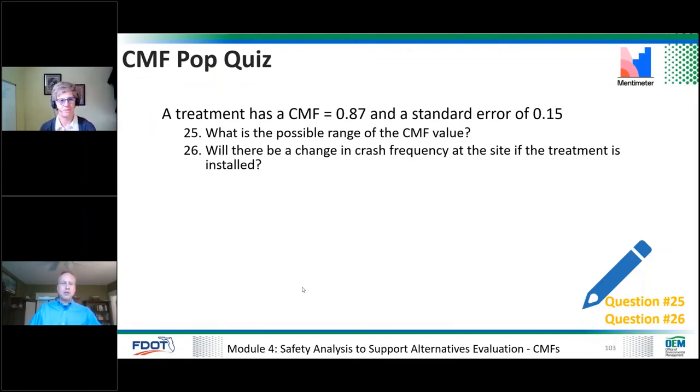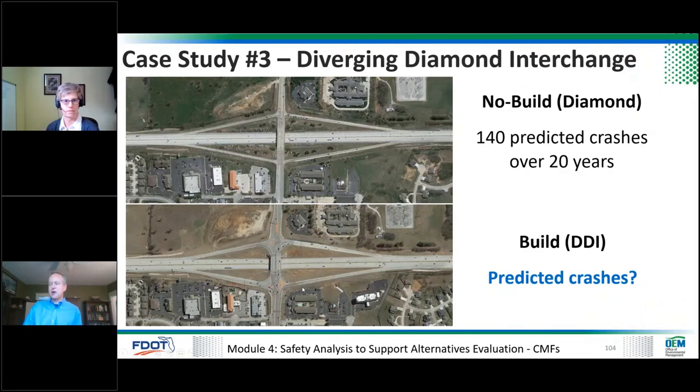Yep. All right. Well, it's just a little after 4:30, and we've got one case study and then a little bit of wrap up. So we will end before the hour. This next case study is going to be a little bit of live CMF online looking, and we're going to use the diverging diamond interchange as our example.